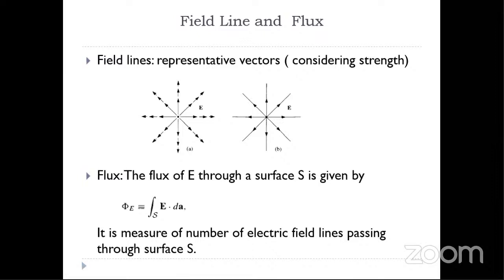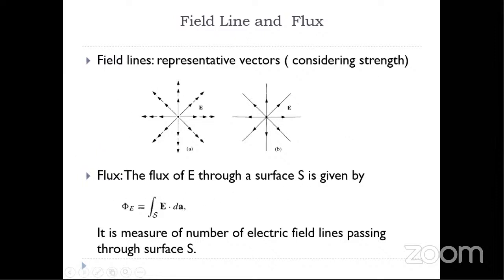Now I am entering into the phenomena where we represent the variation of electric field in a space, how this electric field is changing from point to point. So for that purpose, we start with a very simple situation. What is that simple situation? This is a surface.